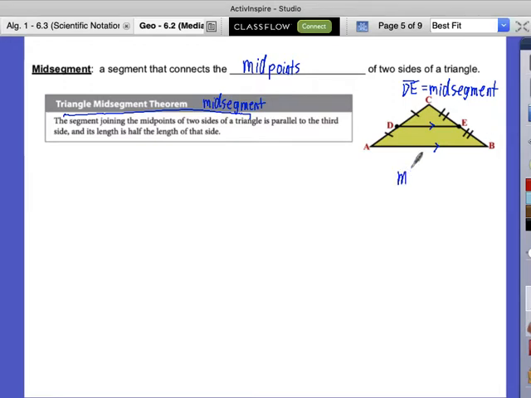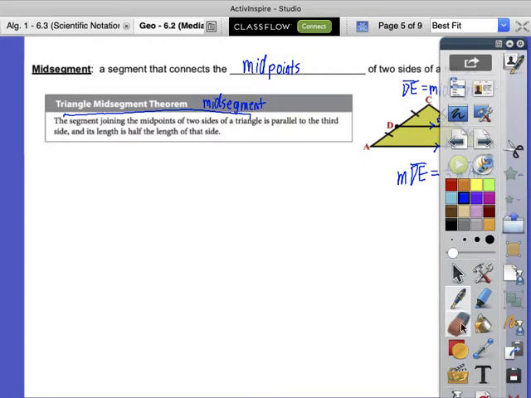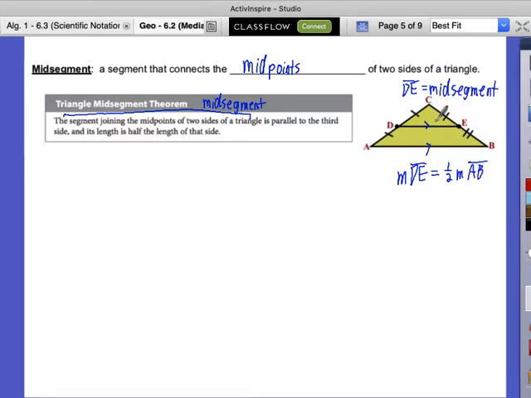So we know that the measure of segment DE would be half of the measure of segment AB. So let's say, for example, if the measure of segment AB was 10, what would the measure of segment DE be? 5. Boom, half, okay? What if I said the measure of segment DE was 7? 14. AB would be 14. Okay, we double it. Make sense?